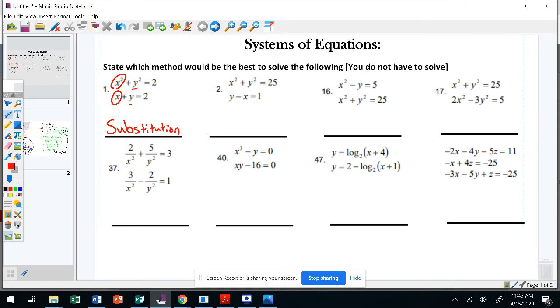This second situation, that's what we were just talking about. Their exponents aren't the same, so this one's going to be substitution, and I would do like y equals x plus 1, and I'd plug that in the y spot and solve that out. So this one is also substitution.